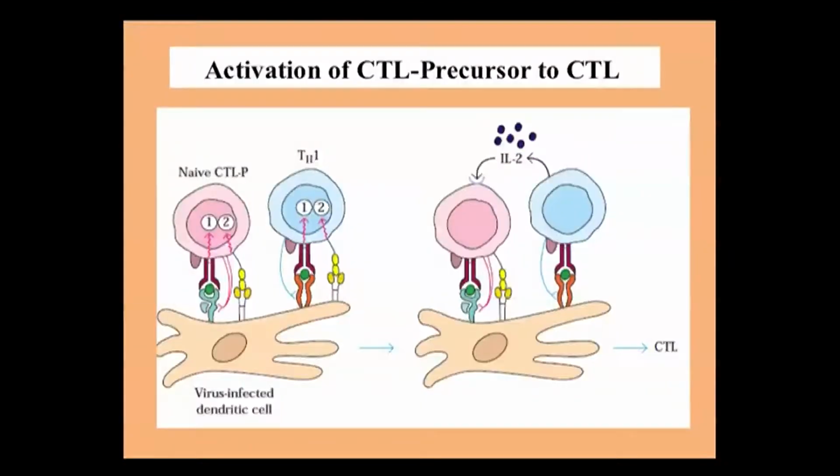Now TC cells have no cytotoxic activity. The TC cell is called the naive TC cell. So cytotoxic T lymphocyte precursors are activated and differentiated into an effector cytotoxic T lymphocyte on encountering an antigen.